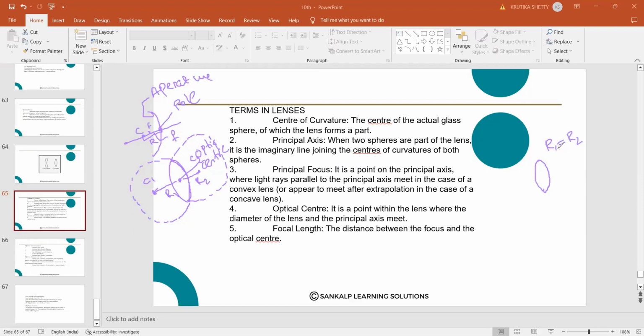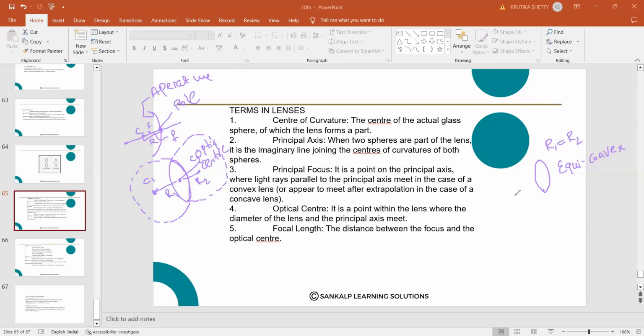So for the radius of curvature of the first curved surface and the second curved surface, if they are equal, then it is called what? It is called an equiconvex lens. Yes. So we have many different types of convex lens. If both radii of curvature are equal, it is called an equiconvex lens. I hope the equiconvex lens is clear to you.